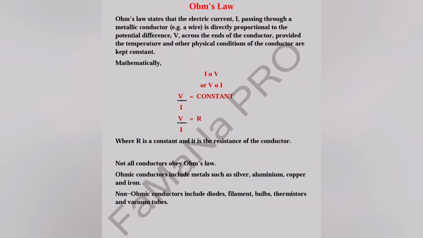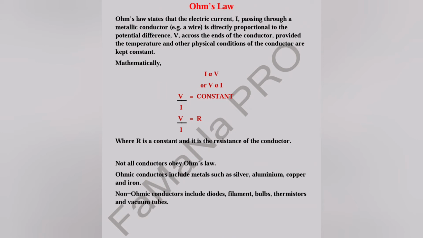Ohm's law states that the current flowing through a metallic conductor, which could be a wire, is directly proportional to the potential difference across the ends of the conductor, provided the temperature and other physical conditions of the conductor are kept constant. So for Ohm's law to apply to a conductor, the temperature and other physical conditions of the conductor, like stress, strain, and others, must be kept constant.